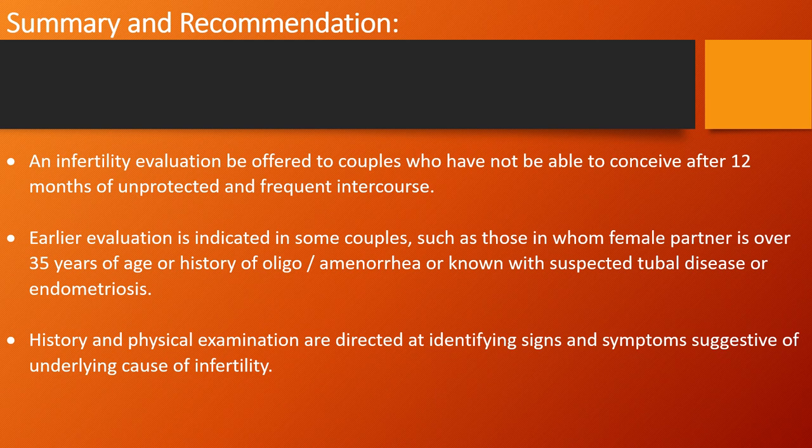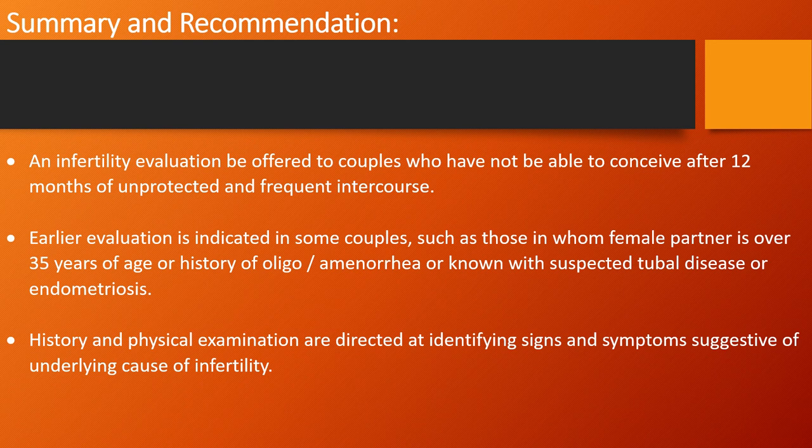Summary and recommendations. An infertility evaluation should be offered to couples who have not been able to conceive after 12 months of unprotected and frequent intercourse. Earlier evaluation is indicated in some couples, such as those in whom the female partner is over 35 years of age, or has a history of oligoamenorrhea, or known or suspected tubal disease or endometriosis.